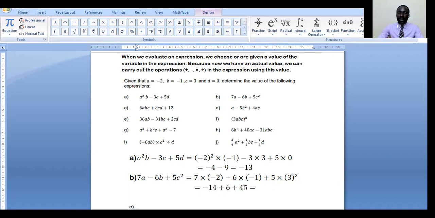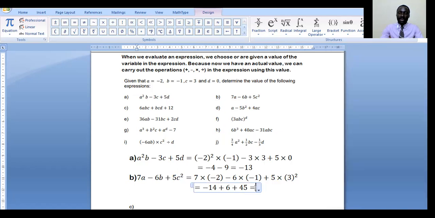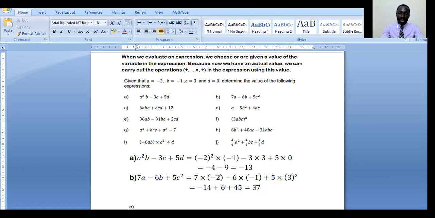Well, what's the value of this? Let's check. We will start with negative 14. Notice that 14 is negative, and because it's negative, you have to indicate it there. Now we have to add onto this 6, then later we also have to add 45. What do we get for this? We get 37. So yes, we write 37 as the final answer to the value of B. That is the evaluated expression in question 1B.